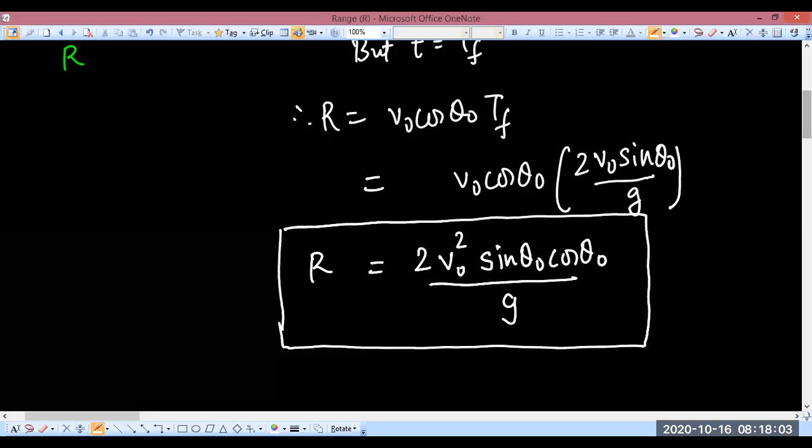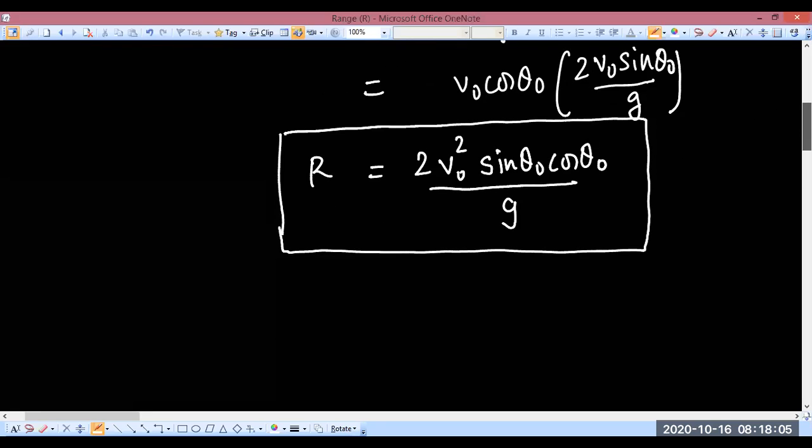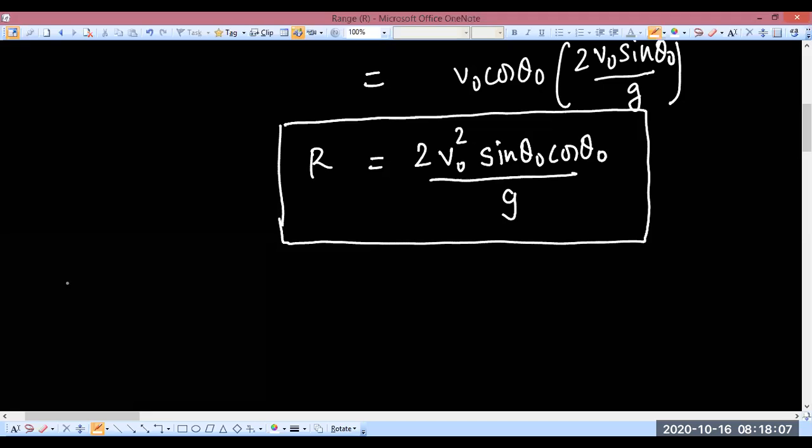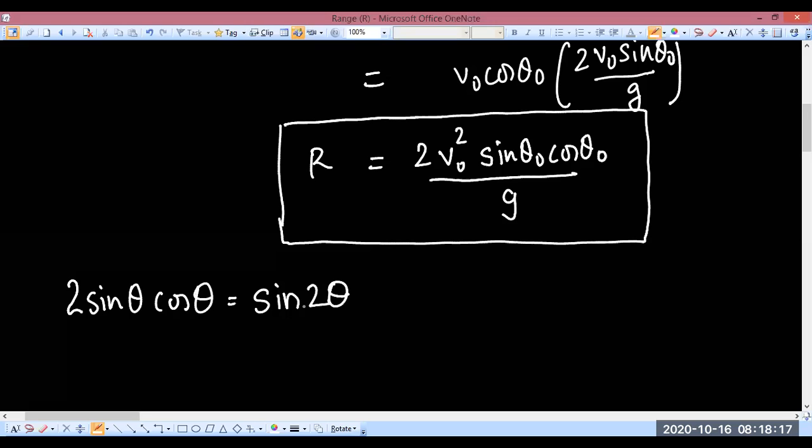But there are a few more things that we could do. Probably math students have studied this. I'm not so sure about this. Have you studied this, math students? Have you studied that 2 sine theta cos theta is sine 2 theta? Because typically Lakshman sir is very fast with math syllabus, and I am the one who is very slow.